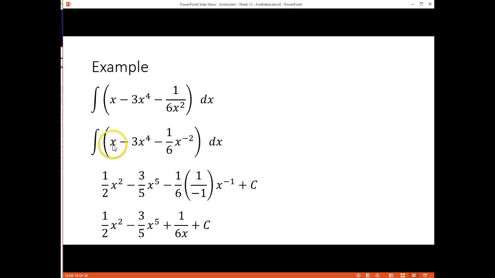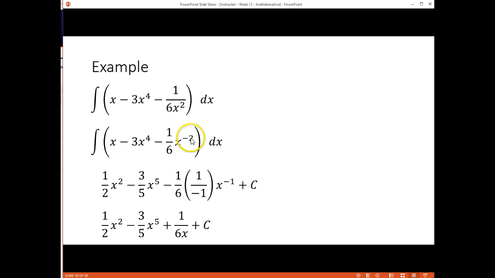Take the integral of x, it's 1/2 x squared. Again, we're just adding 1 to the exponent and then dividing. Minus 3x to the 4th, the integral of this. Add 1 to the exponent, I get 5, so minus 3/5 x to the 5th. I'm going to pull the 1/6 out. I'm going to add 1. Again, this is the part we have to worry about.